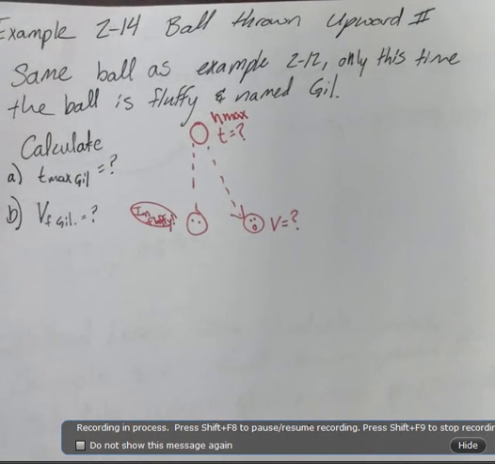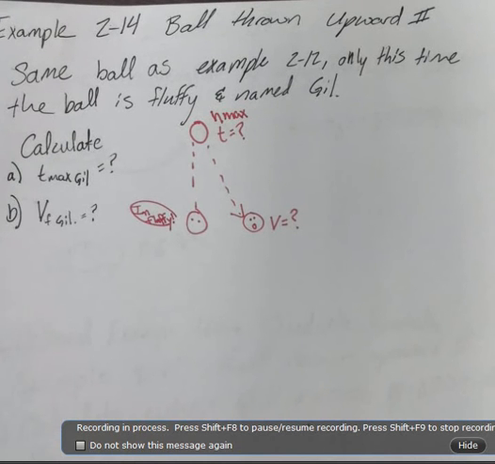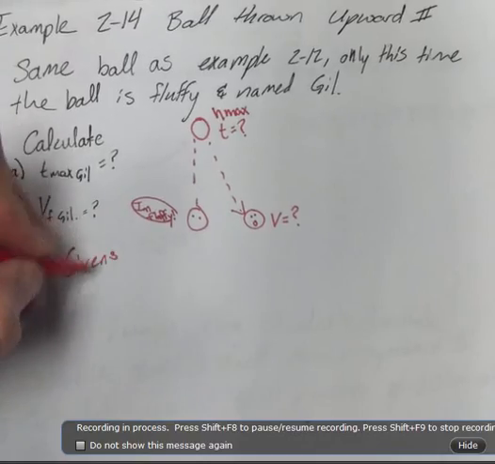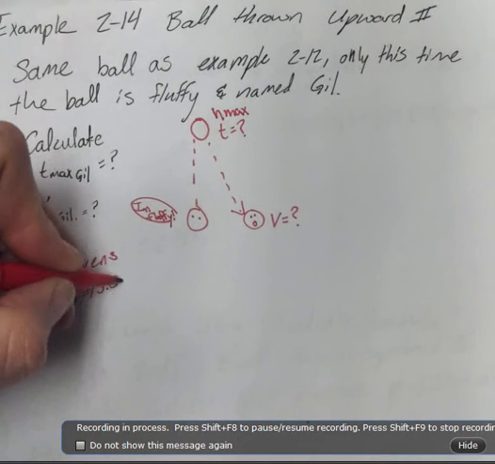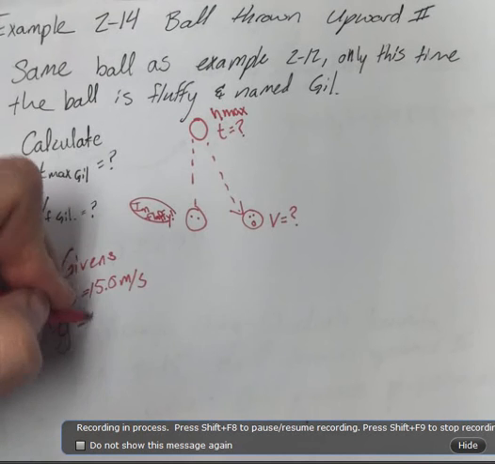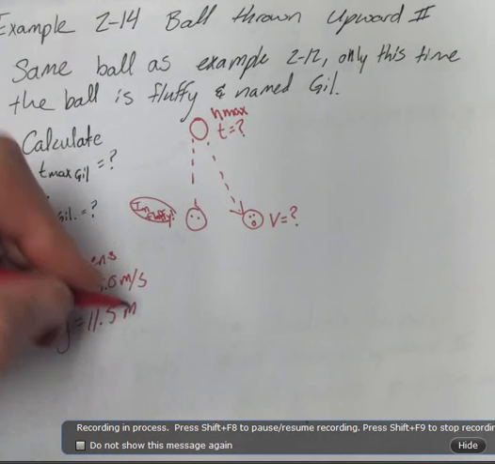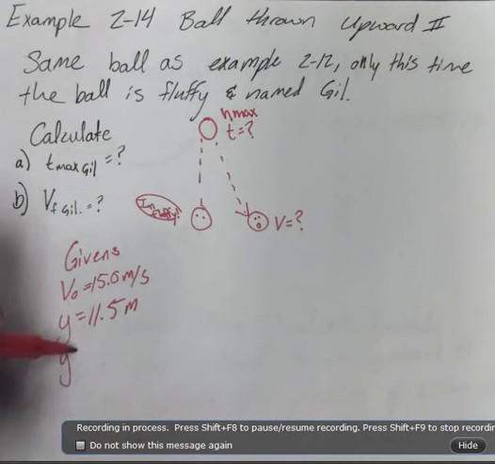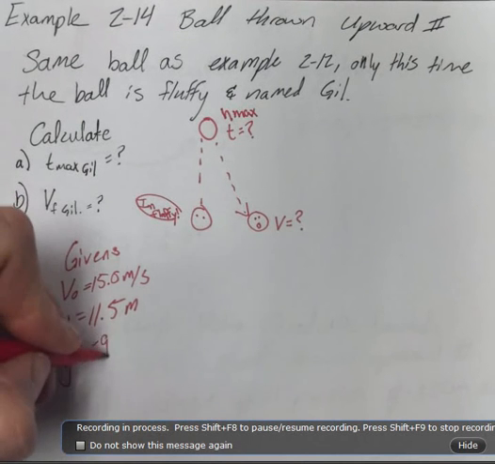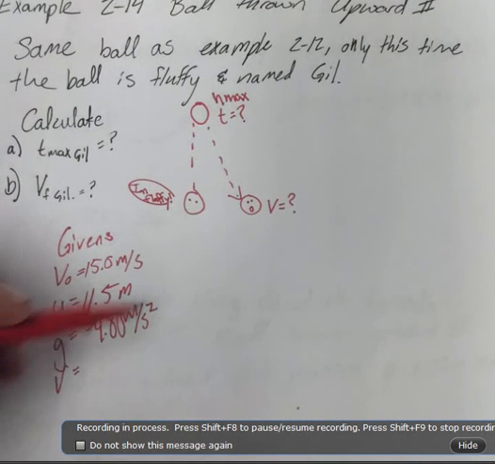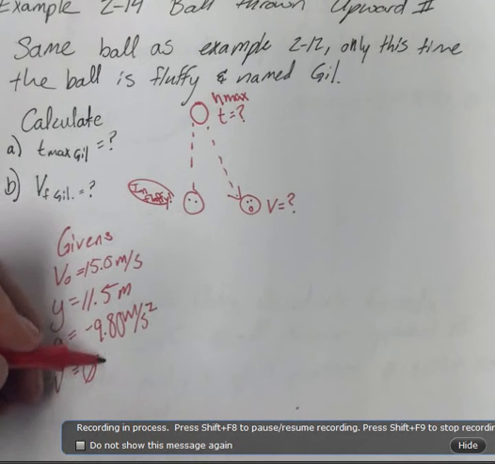All right, so first one's pretty respectably easy. We know a few things. Our givens: our initial velocity is 15.0 meters per second. This time we know our height was 11.5 meters. We calculated that in 2-12. And we also know in this situation that our acceleration due to gravity is negative 9.80 meters per second squared. And we know that our final velocity is 0 meters per second.